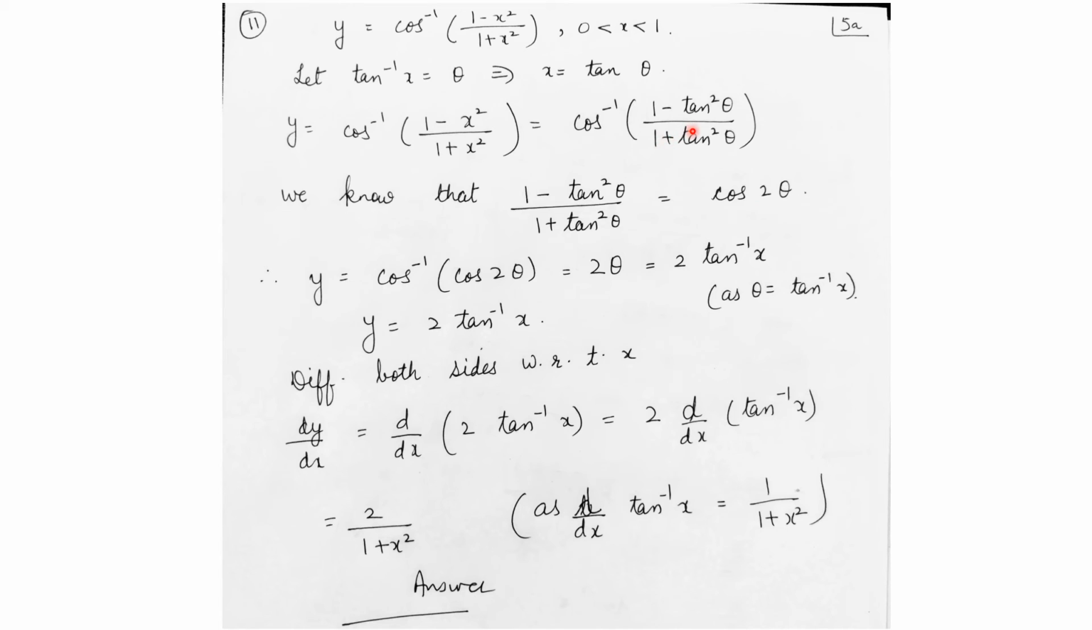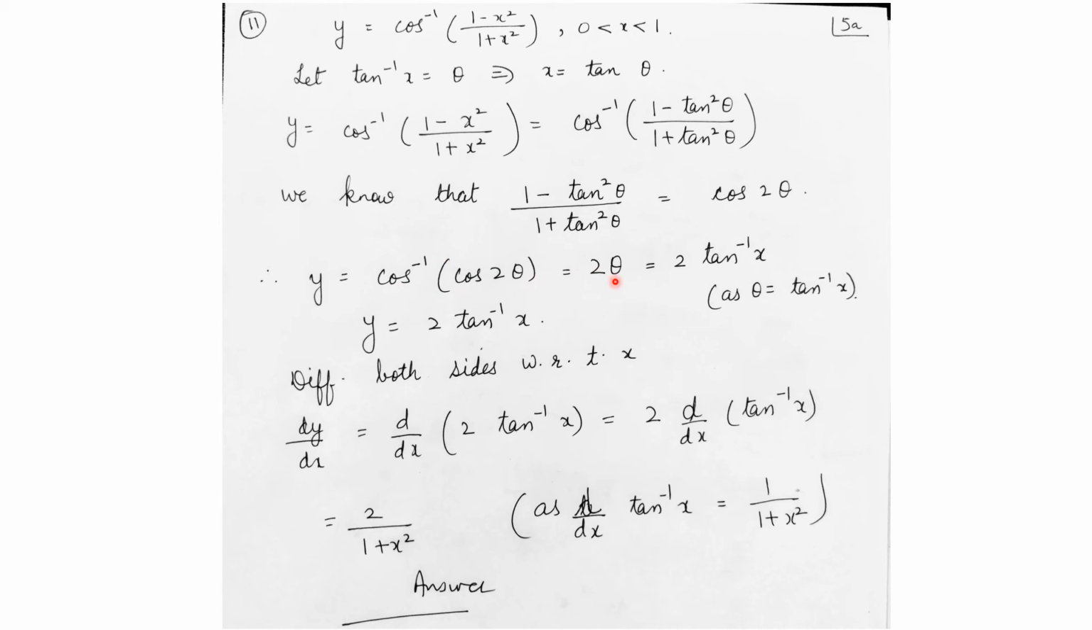So substitute the value of cos 2 theta in this equation. You will get y is equal to cos inverse cos 2 theta. If you don't remember this formula, you will not be able to solve this question. Because when you get the question, you have to correlate it to this formula. That is why I have taken tan inverse x is equal to theta. Right? So coming back to the question, I am getting y is equal to cos inverse. Putting this value, I get cos 2 theta. So y is equal to cos inverse cos 2 theta. Cos and cos inverse will get cancelled.